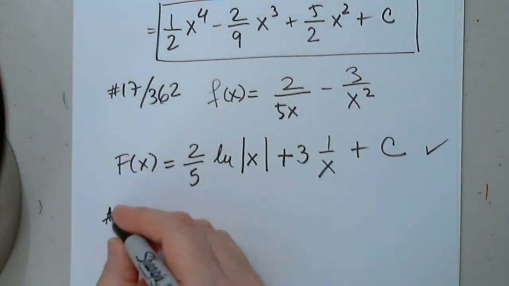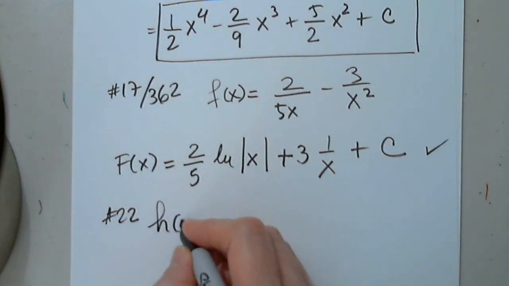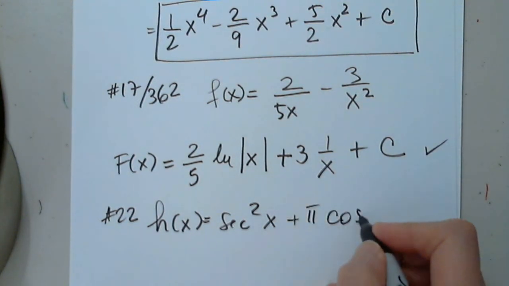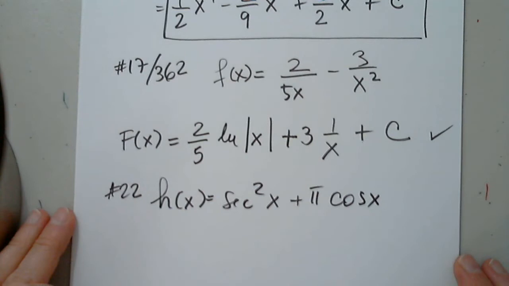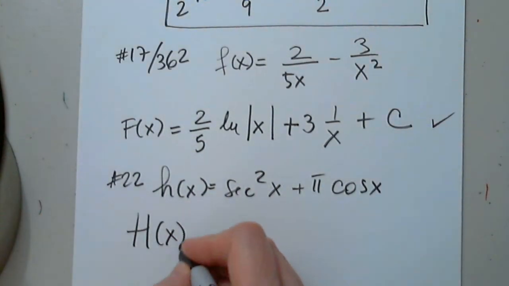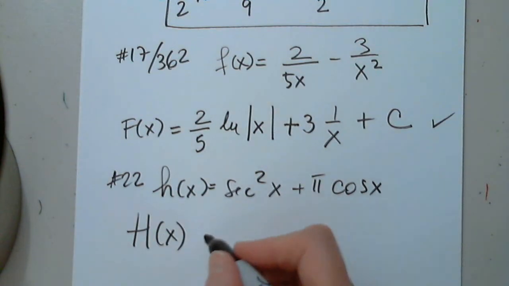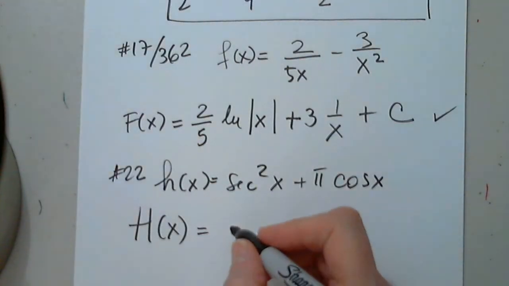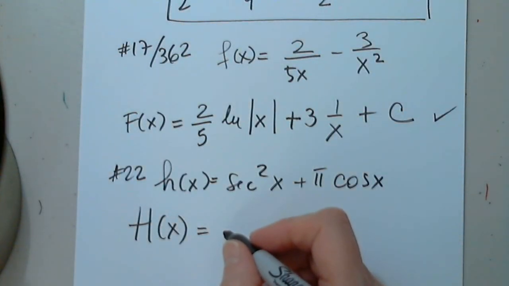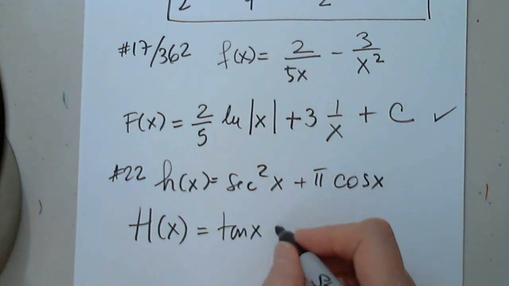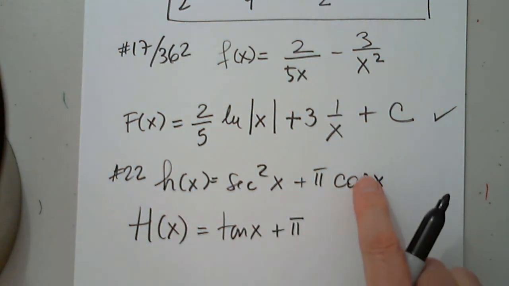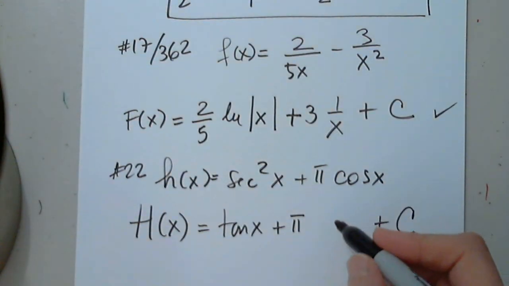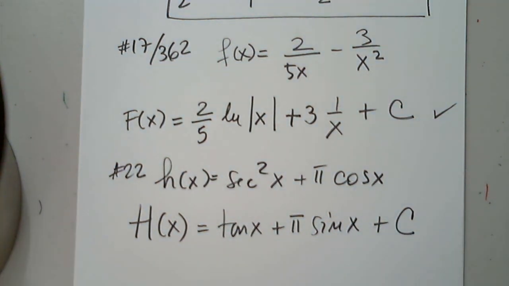What about 22? h of x equals secant squared x plus pi cosine x. They want us to find the most general antiderivative. Of course, if this is lowercase h, the antiderivative is uppercase. Which function prime is secant squared? Tangent. Very good. Of course, plus pi. Which function prime is cosine? And do not ever forget plus c. Sine x. That's it. Awesome.